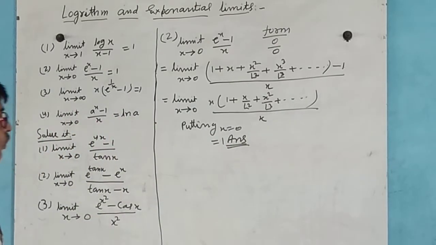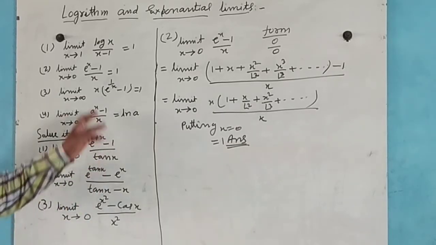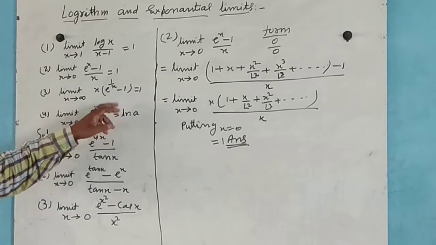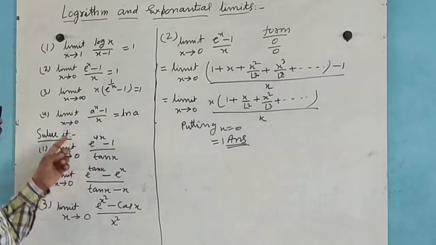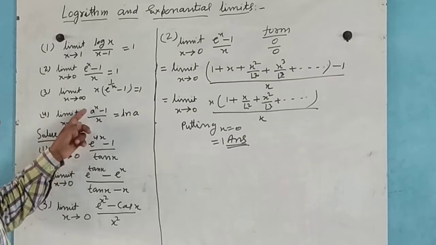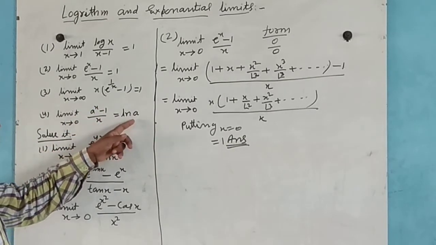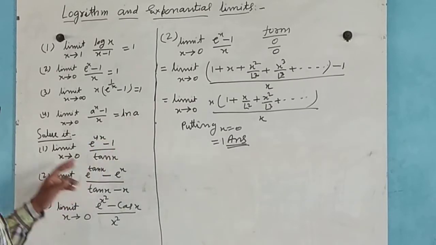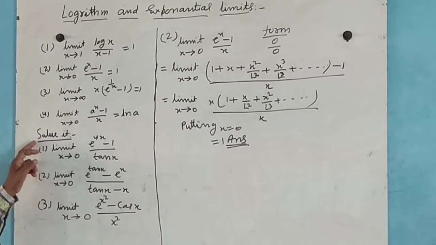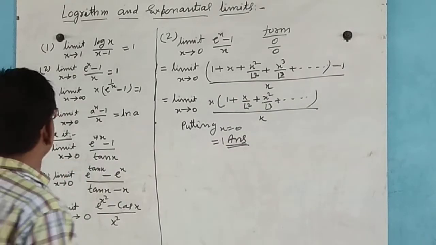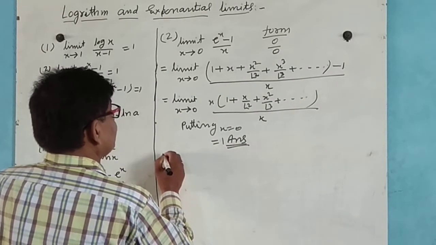Now, with the help of expanding, we get this result. Limit x tends to infinity, x times e to the power 1 by x minus 1 is equal to 1. And limit x tends to 0, a to the power x minus 1 by x equals ln a. Now we solve the problem. Solve it. First question.